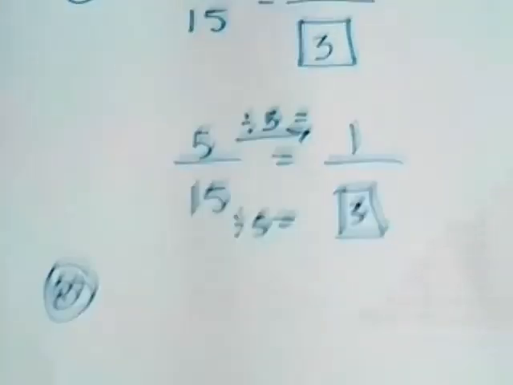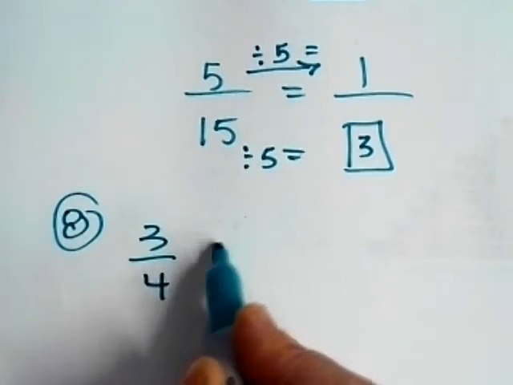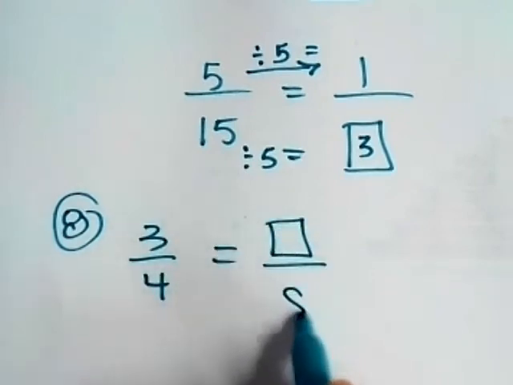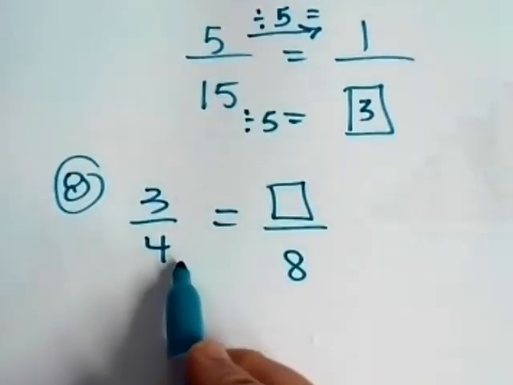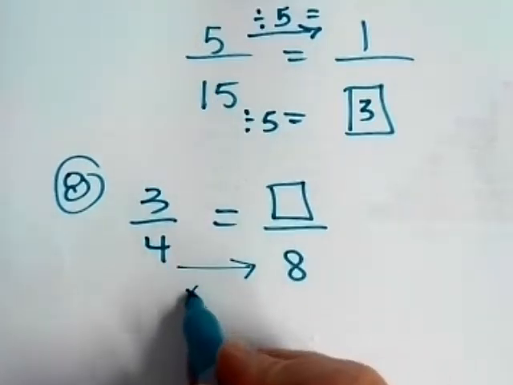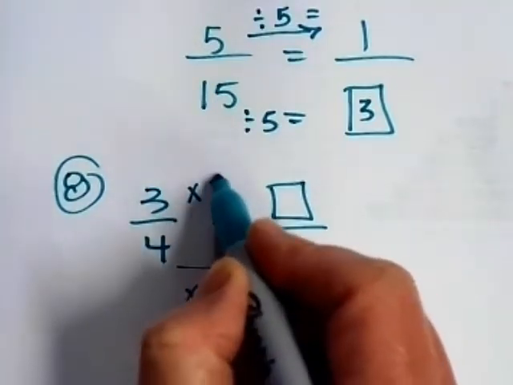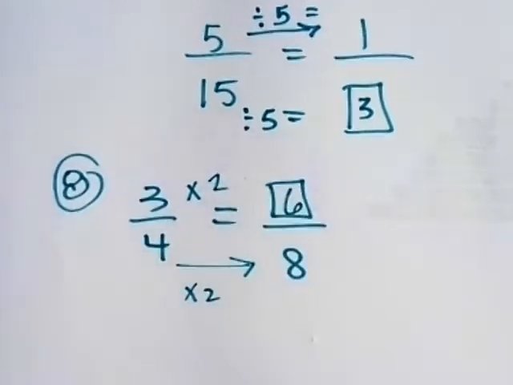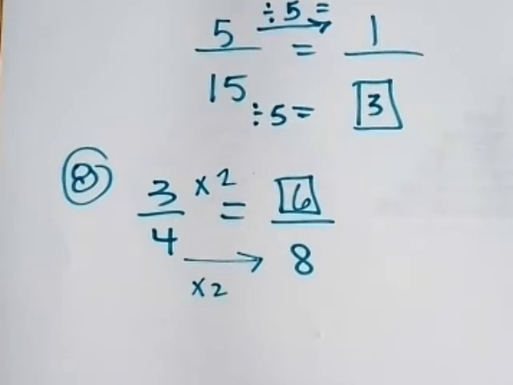Number 8 said 3/4 equals some number over 8. And ask yourself, what did I do to change 4 into 8? Multiplied it by 2, multiply 3 by 2, and you get 6. That's one way they may be asking you to think about those.